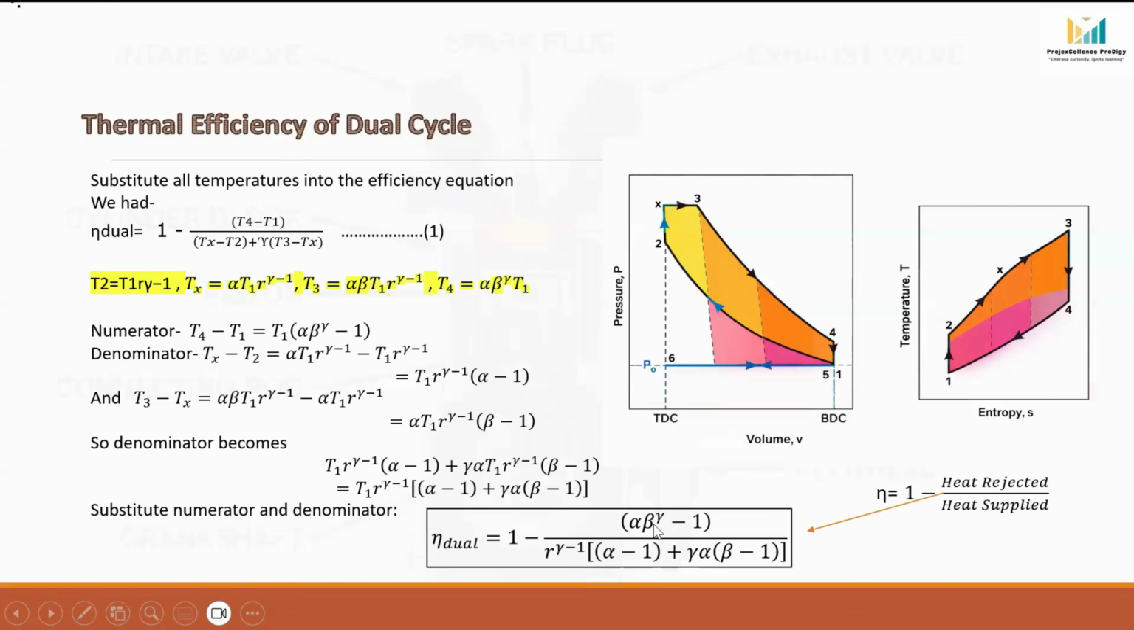Next, the cutoff ratio beta. This represents how long combustion continues. As beta increases, combustion lasts longer and efficiency decreases. Finally, gamma, the specific heat ratio. Higher gamma means the gas can convert heat into work more effectively. So, efficiency increases with gamma. And that is how each parameter affects the dual cycle efficiency.